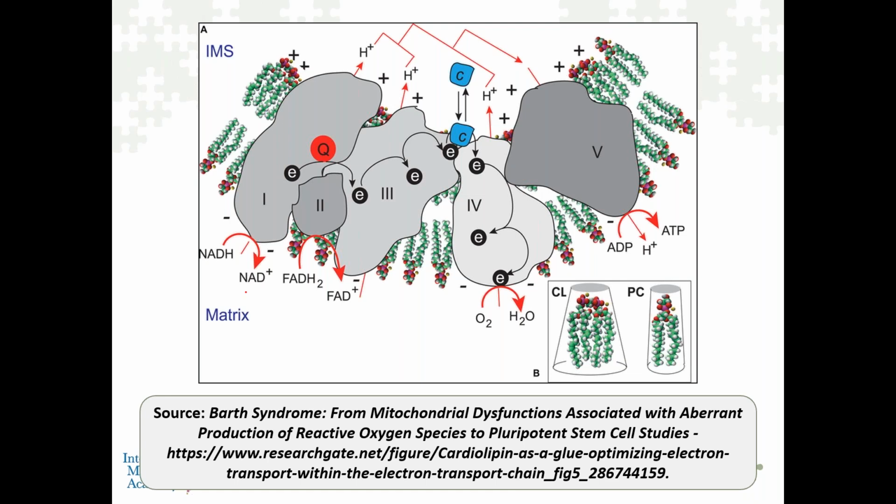Okay, so it's really interesting. If we have a problem in our cardiolipin, that is going to create instability in our electron transport chain complex, which is going to compromise our ability to make ATP.